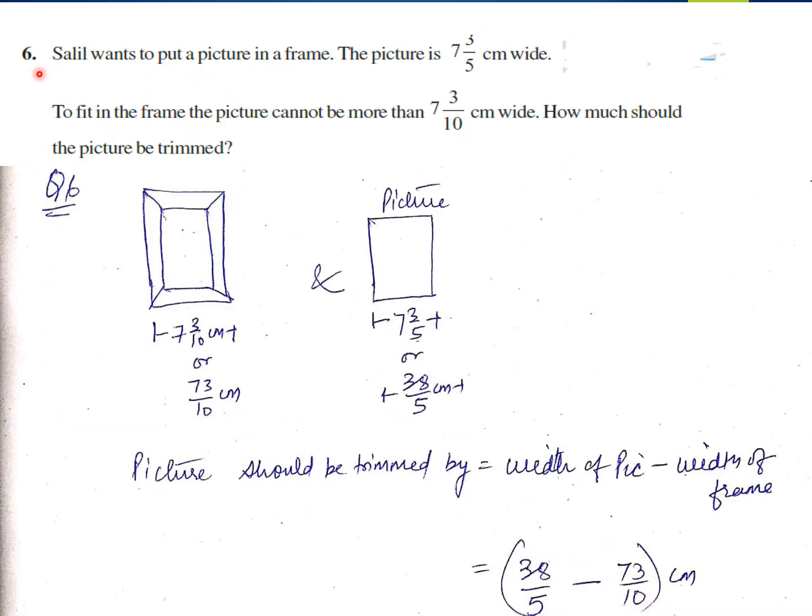Last question for today. Question number 6. Salil wants to put a picture in a frame. The picture is 7 3 upon 5 centimeter wide, and to fit in the frame the picture cannot be more than 7 3 by 10 centimeter wide. So it is saying the picture's actual width is this much, but it cannot be more than this if it wants to be fit in the frame.